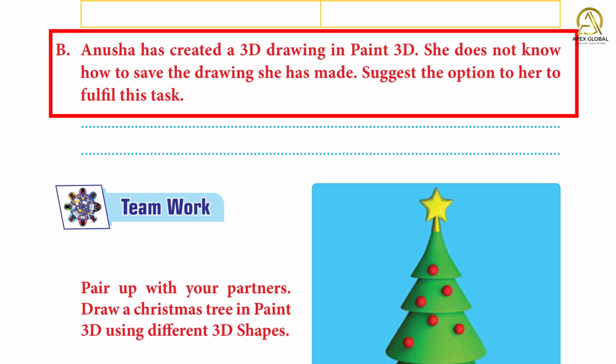Answer: steps to save a drawing in Paint 3D. Steps: 1. Click the Expand menu button. 2. Select the Save As option. 3. Type a name for your project. 4. Click the Save option.